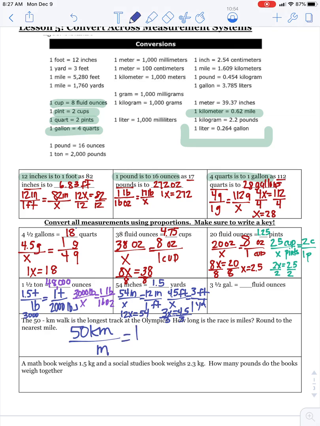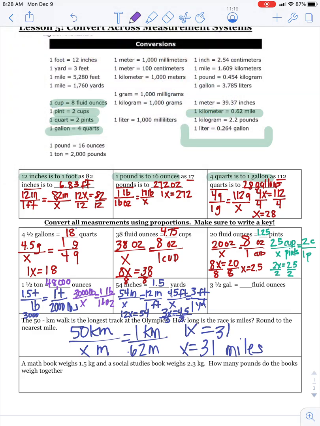So I'm going to do 1 kilometer on top, 0.62 miles on the bottom. So that's going to give me 1 km is X. So 50 times 0.62 is 31. So I know my answer is X is 31 miles.